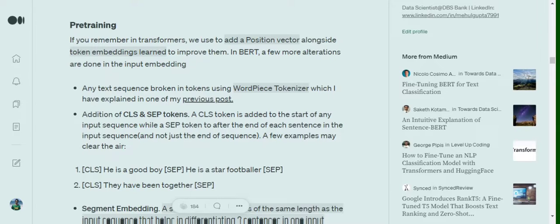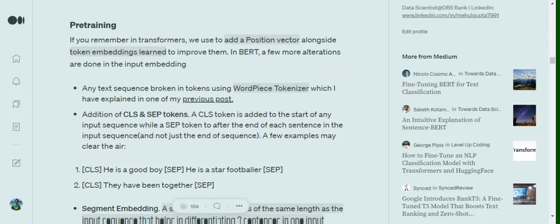So first of all, the text sequence that would be used for training is broken into tokens using the WordPiece tokenizer. I will be discussing this separately in some of my other videos. Secondly, in the sequence that has been fed, we will be adding some new tokens, that is CLS and SEP. So what is the use of these tokens?